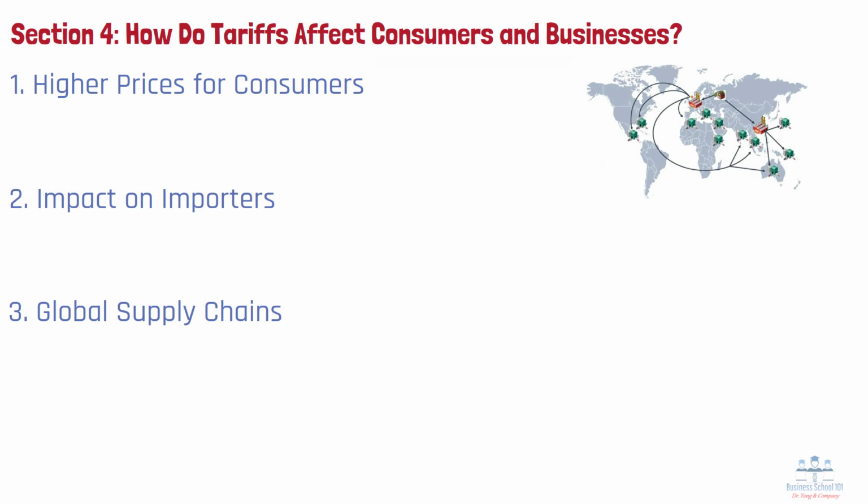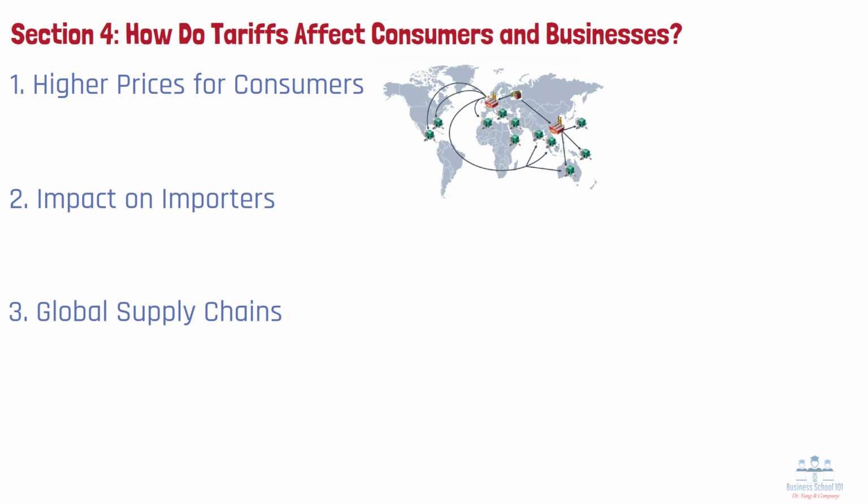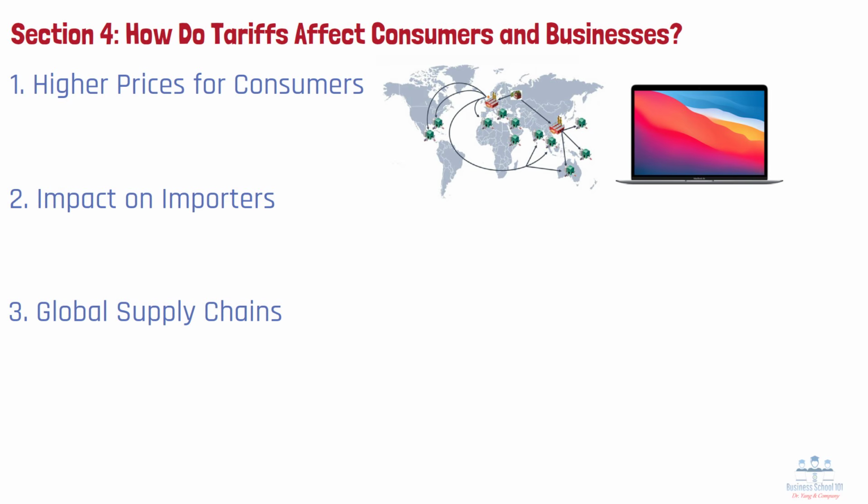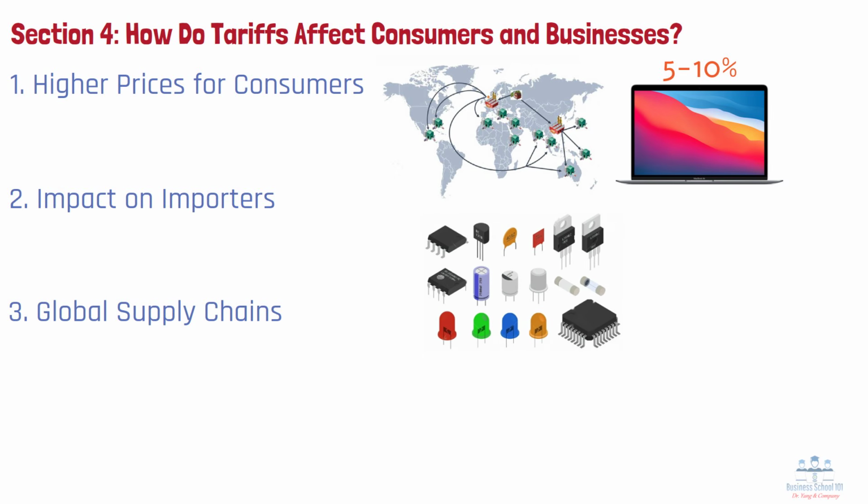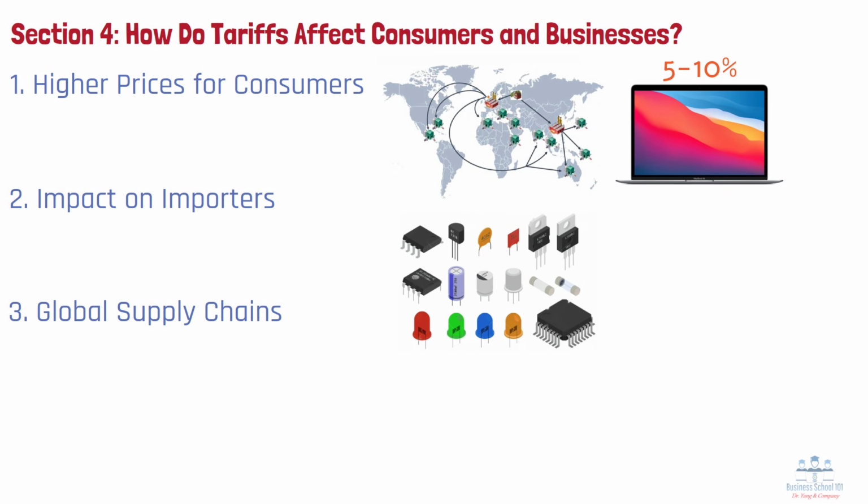Number 3. Global supply chains. Tariffs can disrupt global supply chains by increasing costs for imported parts, affecting the final price of assembled products. For example, a US-made laptop using parts from China, Japan, and South Korea could see its final price rise by 5 to 10% due to tariffs on imported components, affecting affordability for consumers.